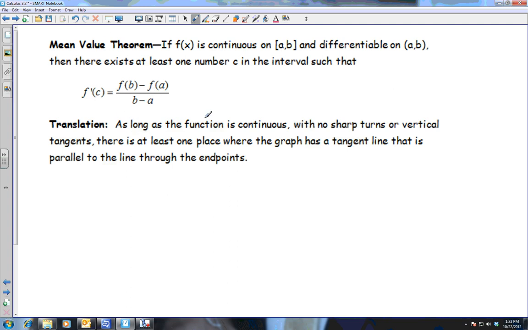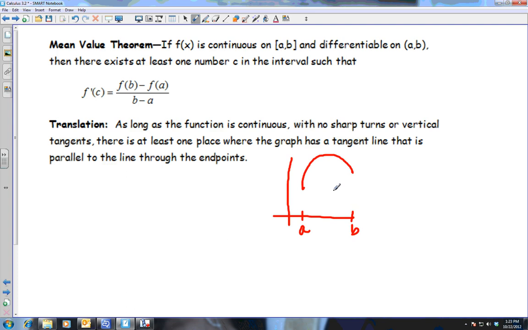Okay, so what does this mean value theorem actually mean? Here's what it means. As long as the function is continuous, with no sharp turns or vertical tangents, then there's at least one place where the graph has a tangent line that is parallel to the line through the endpoints. So I'm going to draw just a quick little sketch to show you what they're talking about. If I have a graph, here's point A, here's point B, here are my 2 points. Here's my graph.